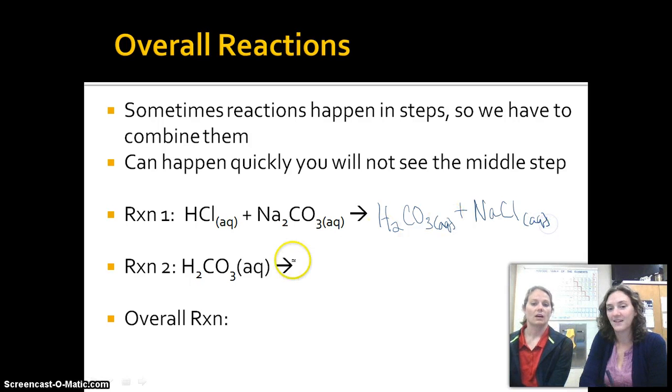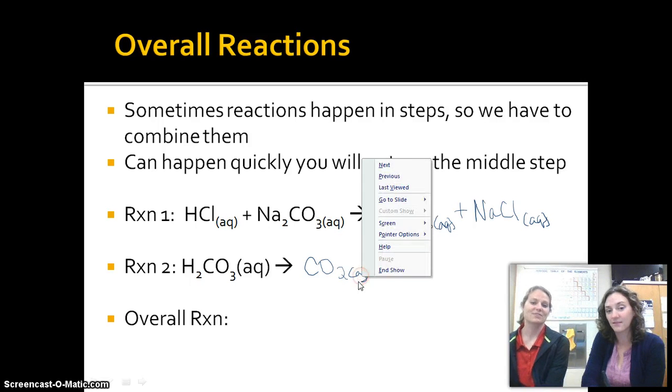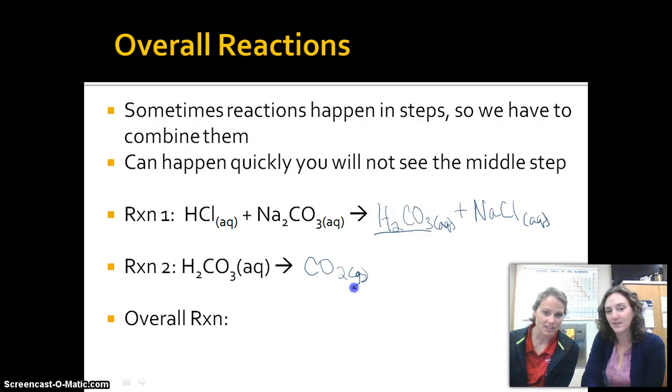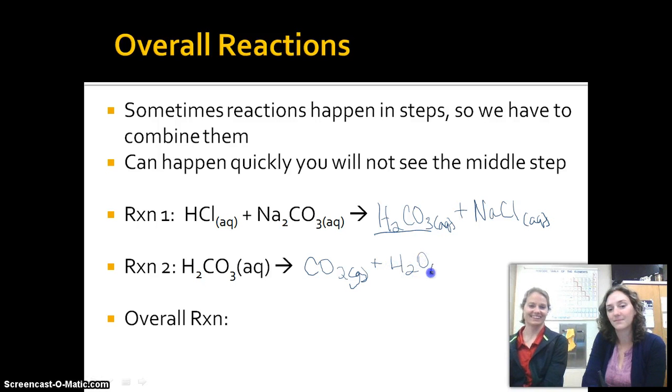Now what's going to happen though is we're going to have a second reaction, which means the hydrogen and the carbonate is actually going to break apart into 2 other things. So you take this one, H2CO3, and that's what you start with over here. Now we do a decomposition to see what we get. We're going to have CO2 gas and what? Water. Very good. Liquid? Yeah.